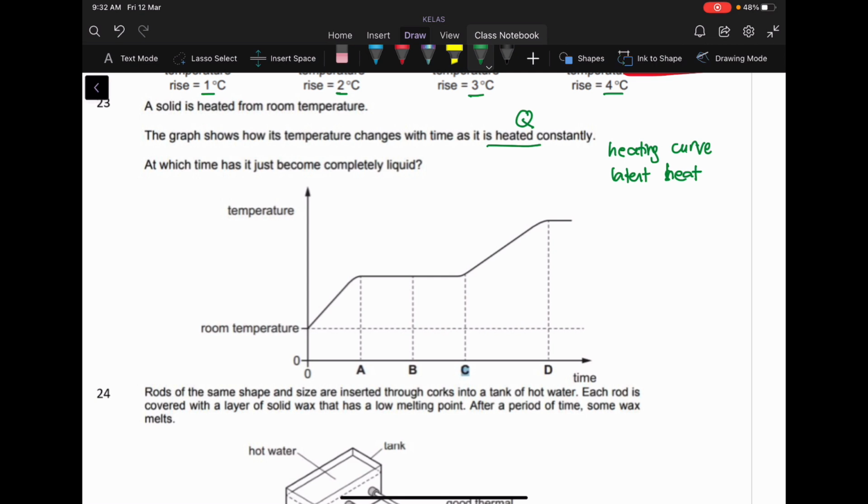At which time has it just become completely liquid? For this one, you need to remember we have a few regions here. Room temperature: this is a solid at room temperature. So this is when it is in solid.